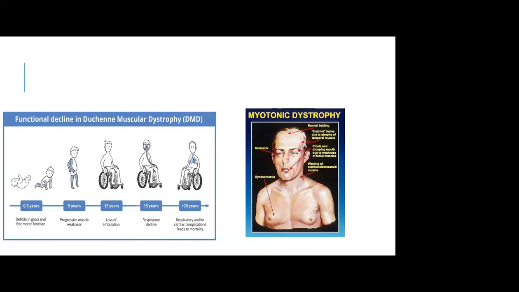This is the image showing DMD, where usually there is a fast progression: by the age of 5 years there will be progressive muscle weakness, and by the age of 12 years they will be wheelchair bound, and later respiratory and cardiac complications set in, which will lead to mortality. Then this is another picture showing myotonic dystrophies, where there is the typical hatchet face with frontal balding, cataract, and gynecomastia.